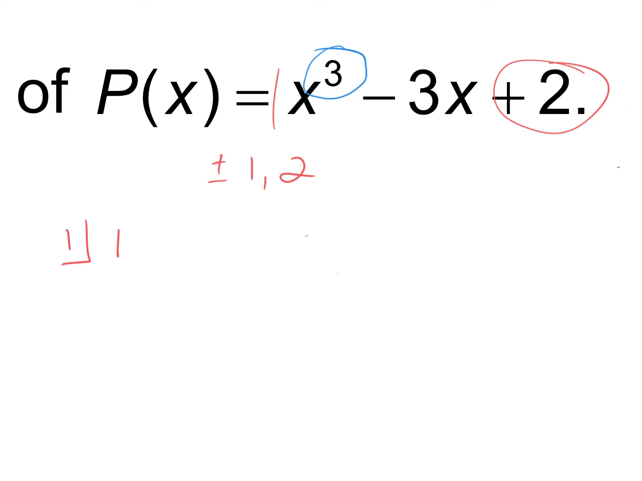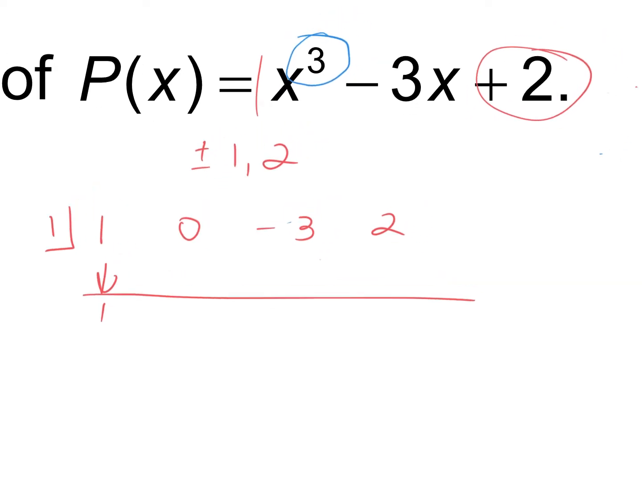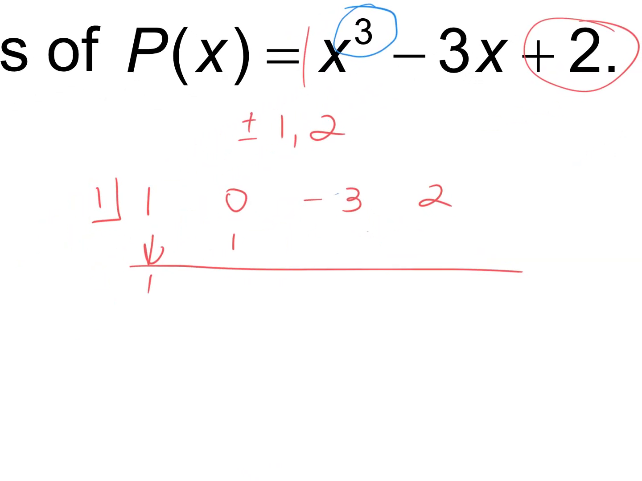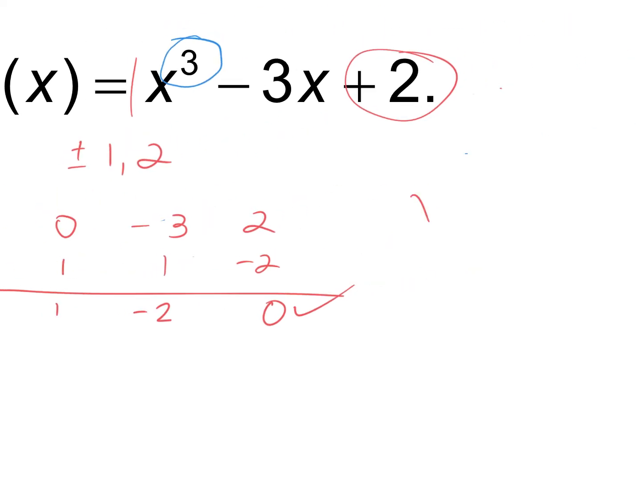No. Okay, come on, guys. Pay attention with me. I have 1, 0, negative 3, and 2, right? Okay, bring down your 1. What is 1 times 1? 1. What's 0 plus 1? 1. What's 1 times 1? 1. What's negative 3 and 1? Negative 2. What's negative 2 and 1? Negative 2. What's 2 and negative 2? 0. What did you guys just find out here? 1 works. So write down x equals 1.